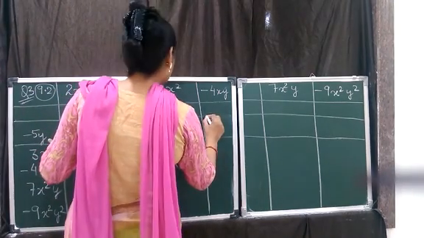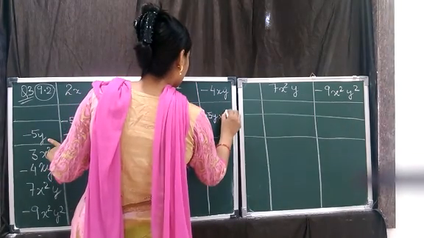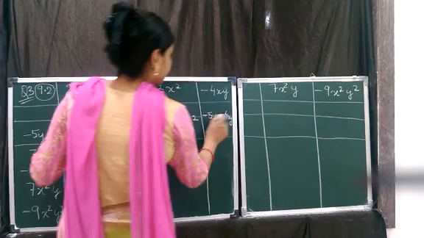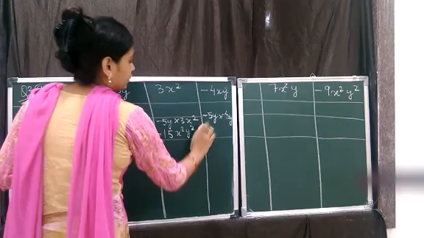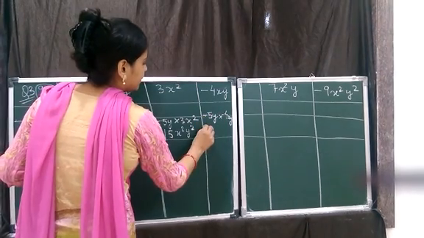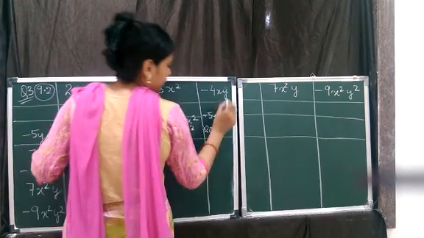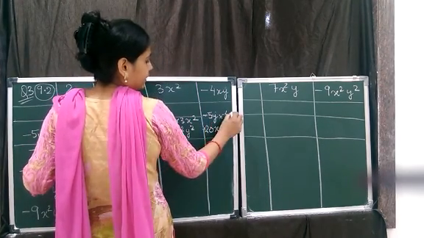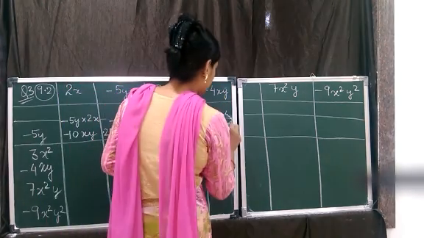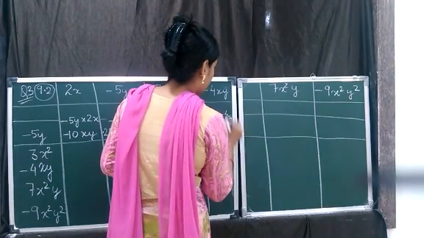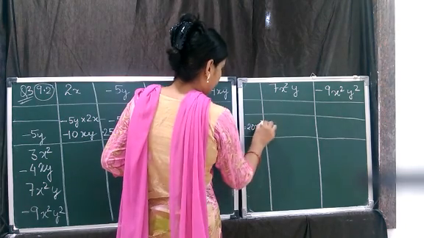I am writing it here. You write small, children. 5y into minus 4xy. 5 4s gives us 20. Sorry, this is minus and this is minus. Minus into minus will give us plus. So plus 20. X is alone, so let x be here only. Y into y, again that means 1 plus 1, that is y squared. So answer comes out to be 20xy squared.